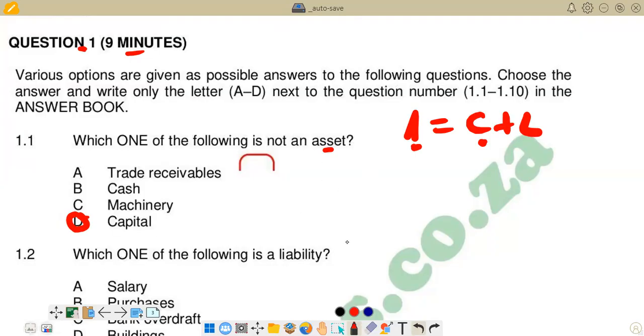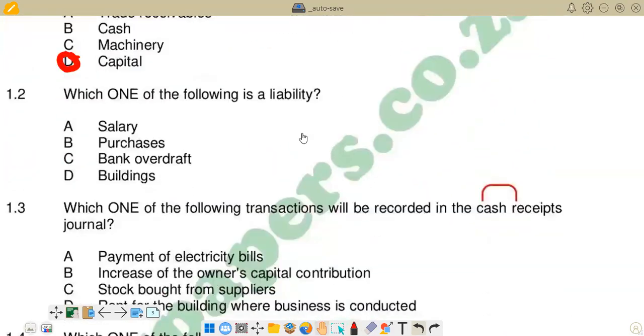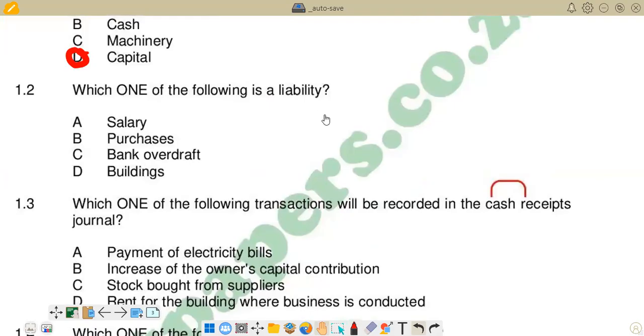If we go to 1.2, it reads, which one of the following is a liability? Liabilities come as the opposite of assets. On liability, we are saying these are amounts that we are owing other people, other businesses. If we are owing anything as a business, those amounts become our liabilities. So if you go through the responses, we need to identify which one is a liability.